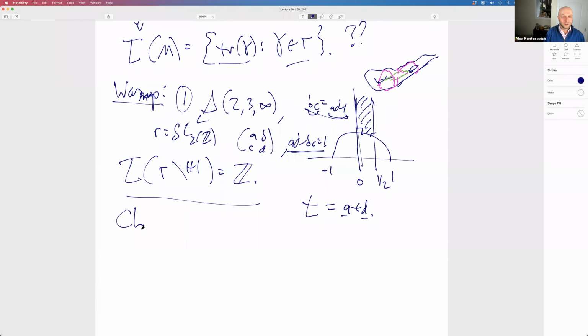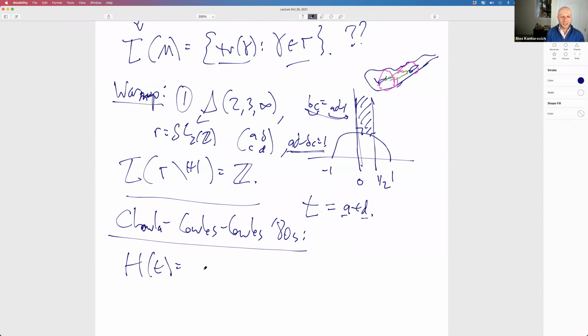So there's a paper of, I think, Cowles and Cowles from the 80s that studies the class number. This is a kind of Hurwitz type class number. H of t is the number of not just traces, right?